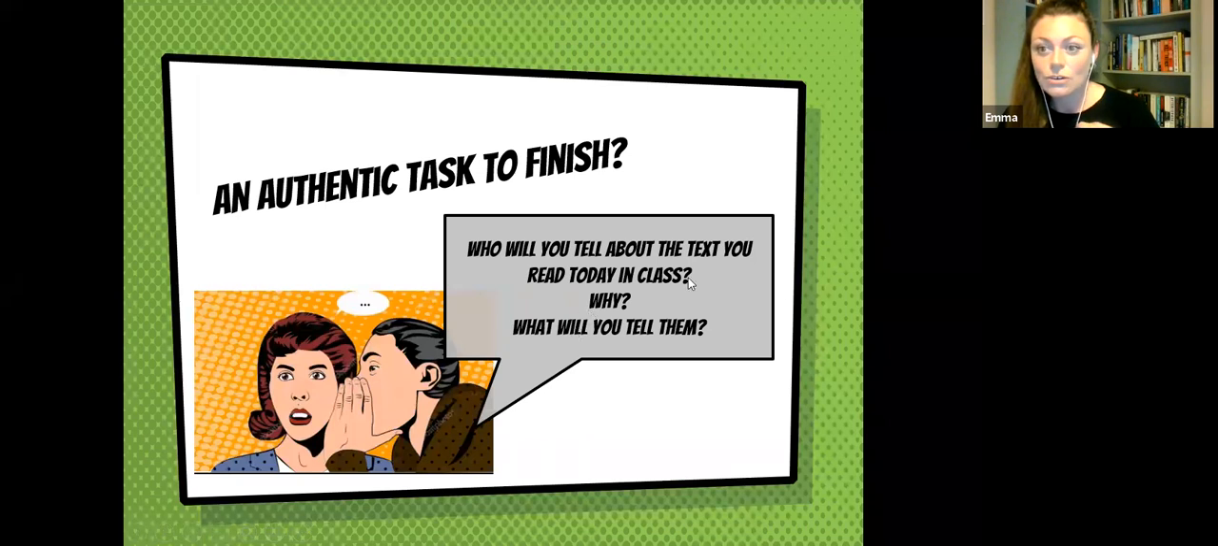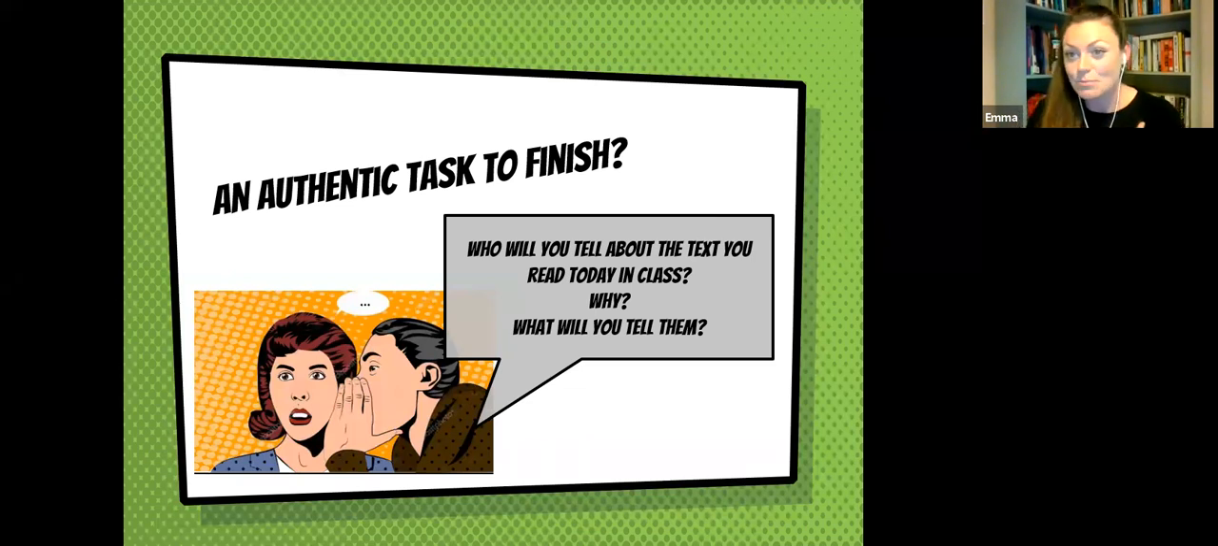Yeah. So when you're working with a text that learners have read, the communicative response they could have to that text could simply be, will you tell anyone about this text? And who will you tell? And why will you tell them? And what will you tell them? It could be something as simple as, exactly, Mary, we share it. Yeah, we share those things. That is the communicative response to most text input.